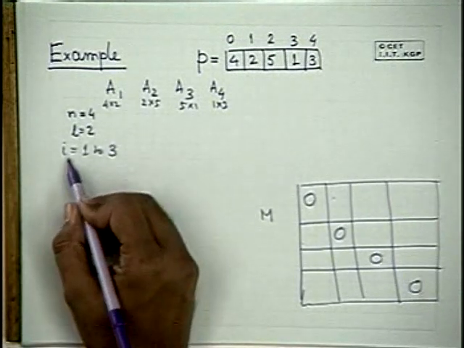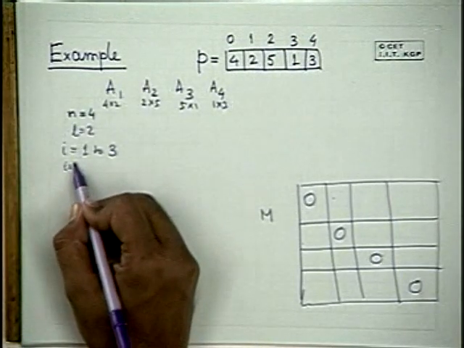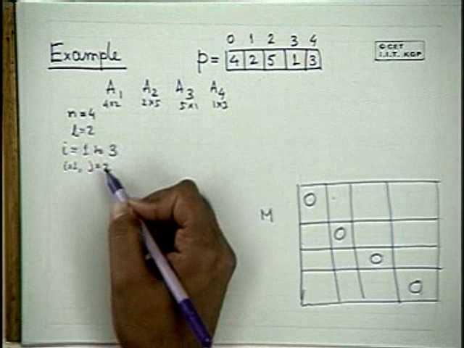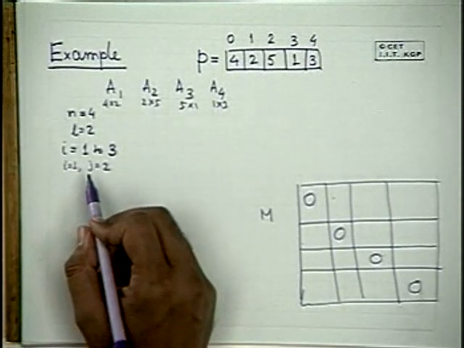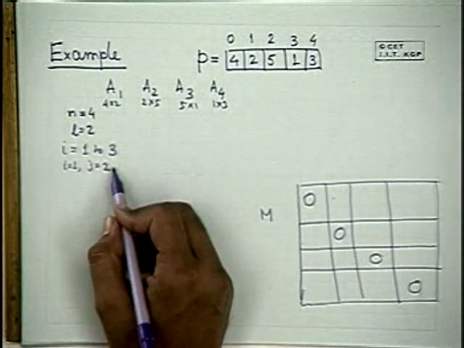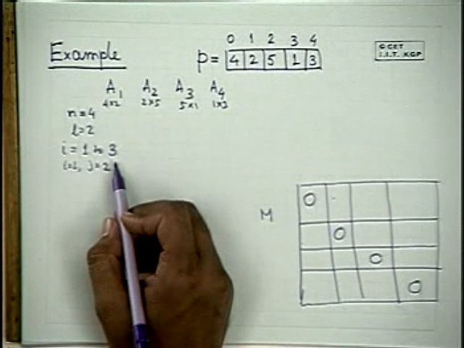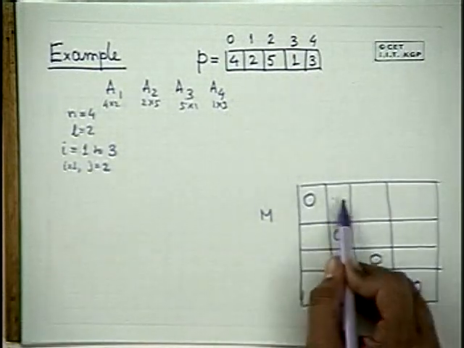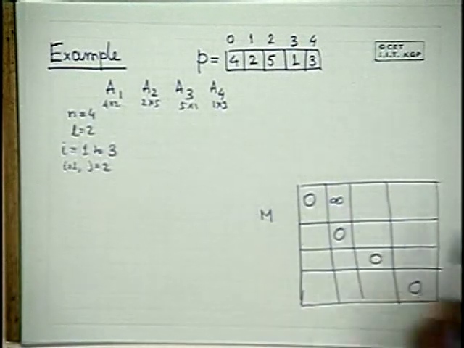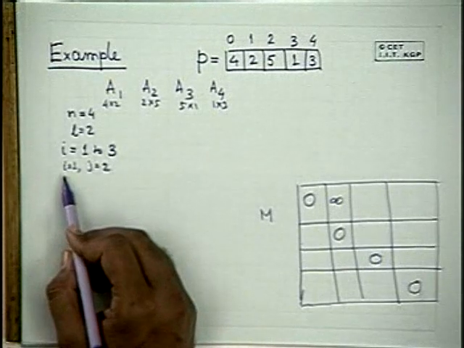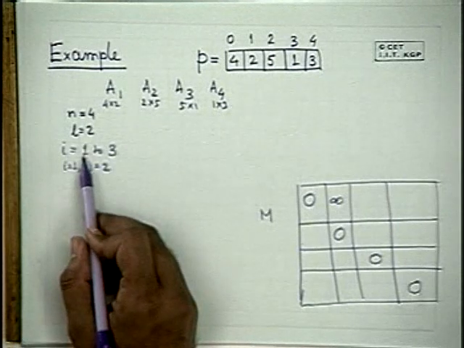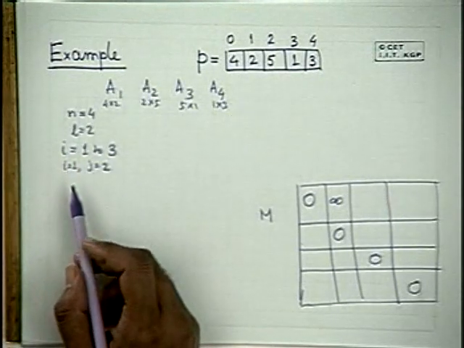So when I is equal to 1, what is J? J should be I plus L minus 1, so J should be 2. In that case, Mij is kept as infinity. So M12 is this location, which is initially kept as infinity. Now let us look into the value of k. K is going from I to j minus 1, which is k going from 1 to 1, so it will run only once.